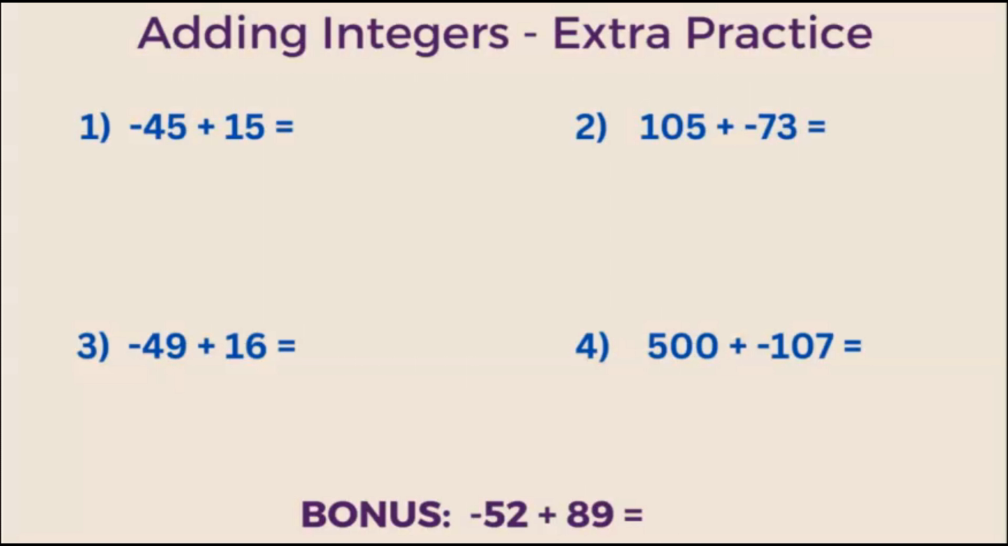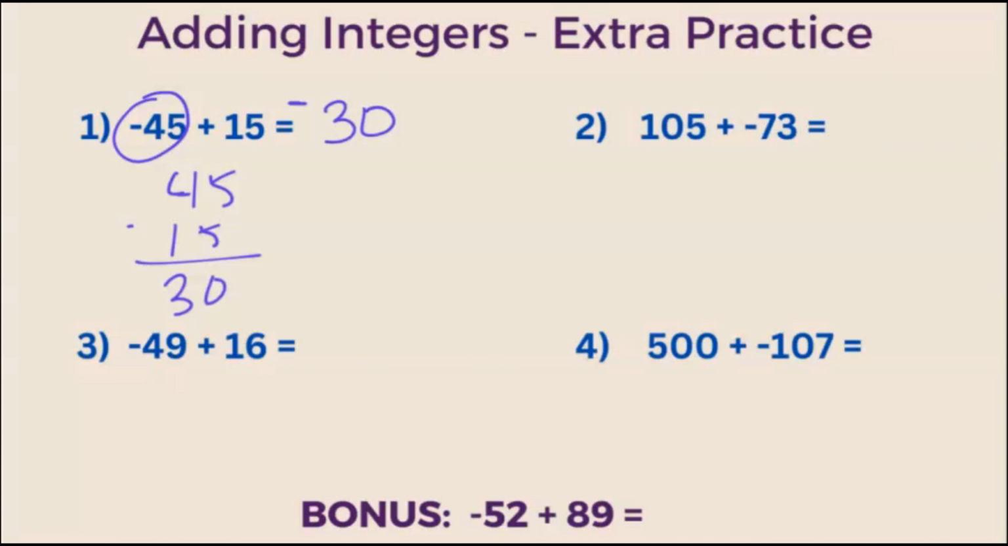The rule says subtract the absolute value of the numbers. Remember, the absolute value is nothing more than making both of these numbers positive. So remove the negative sign and subtract 45 minus 15. That answer is 30. Now we evaluate to see which one has the highest absolute value. 45 is greater than 15. 45 is a negative integer, so our answer will be negative.